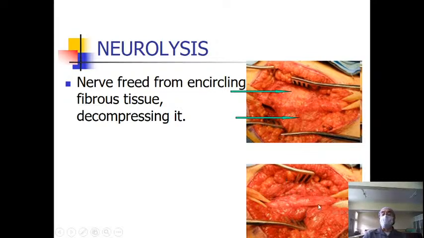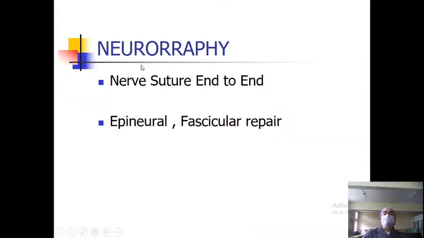So this is a neurolysis where the fibrous tissue is removed. You resort to what is known as neurorraphy. That means end-to-end repair of the nerve. Then it could be an epineural repair or a single fascicle you can do. Single fascicular repair, you need to have a microscopic vision. That means you need an operating microscope to resort to that. Epineural, the whole bundle you can see and you can repair that also. But the results are much better in fascicular repair rather than in epineural repair.